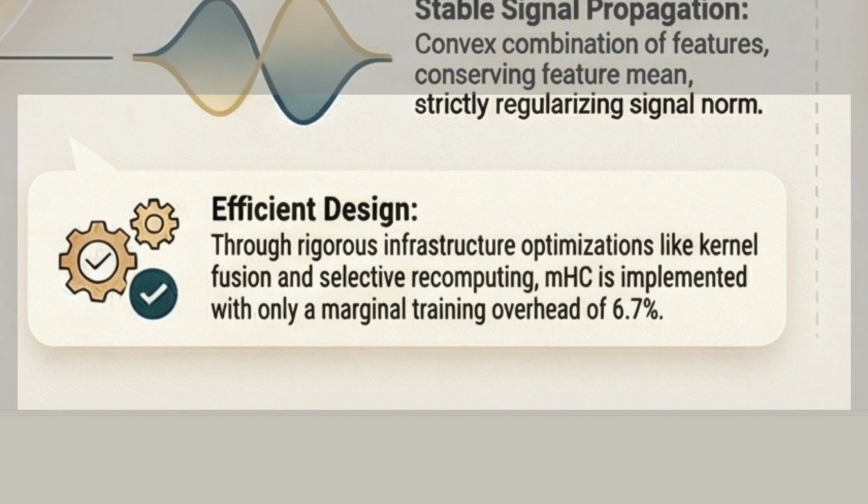Despite its mathematical sophistication, mHC is engineered to be efficient. Techniques like kernel fusion and selective recomputation keep the additional costs small, amounting to only a modest increase in training overhead. This allows practitioners to adopt the method in large models without sacrificing throughput or drastically expanding hardware requirements.